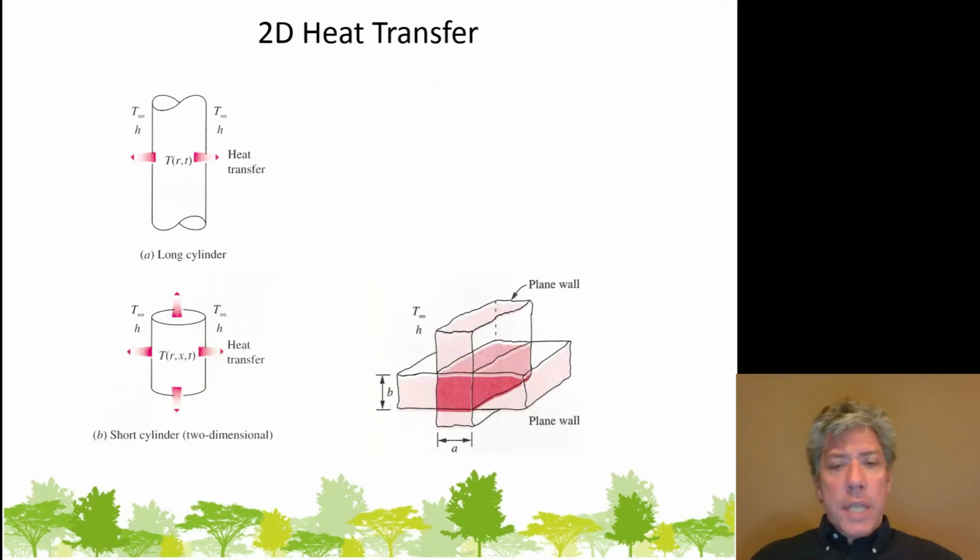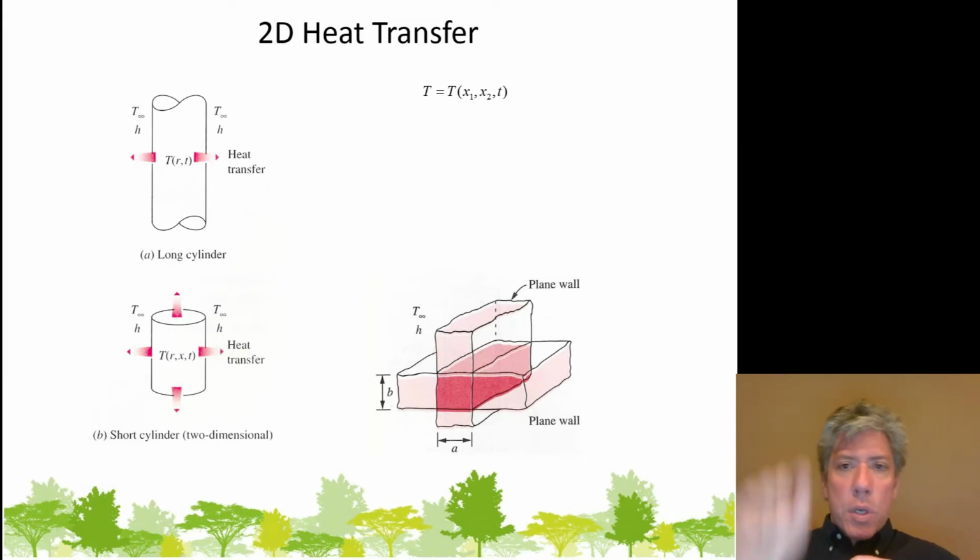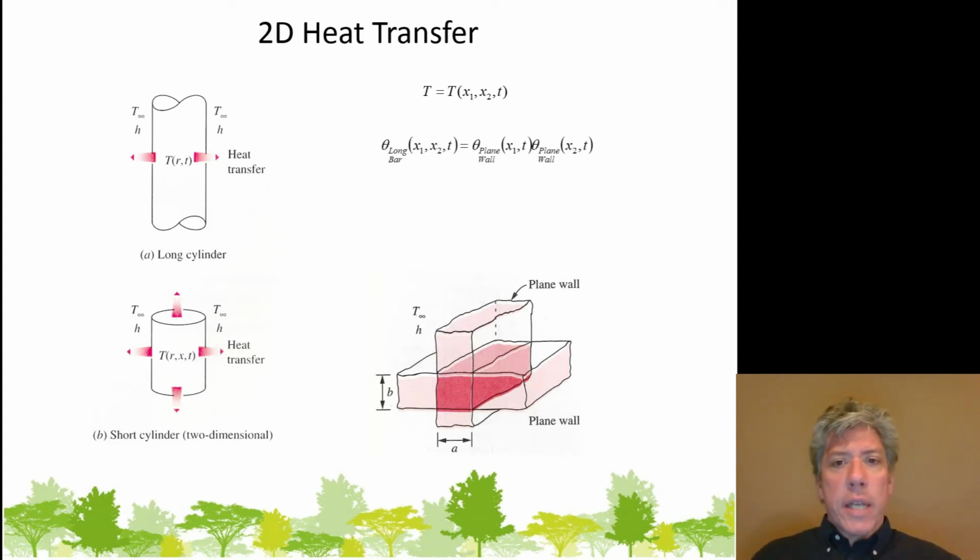What about for intersecting two walls? So having a square rod, I guess you could call it. Well, in that case, we're interested in the temperature as a function of position toward the upper and lower wall, and position toward the left and right wall, and time. In other words, x1 and x2.